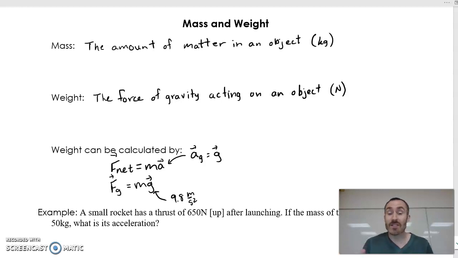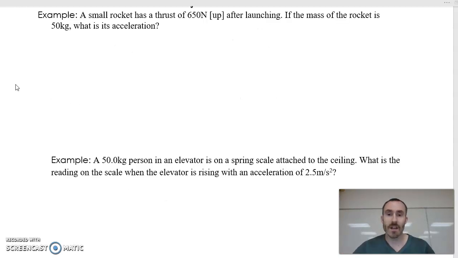Okay, that's going to change if you move to a different planet, or if you go into orbit around the Earth, then it's going to be a little bit less than 9.8. But most of the time what we are going to be doing is regular everyday experiences near the surface of the Earth. So, for example, a small rocket has a thrust of 650 newtons up after launching. If the mass of the rocket is 50 kilograms, what is its acceleration?